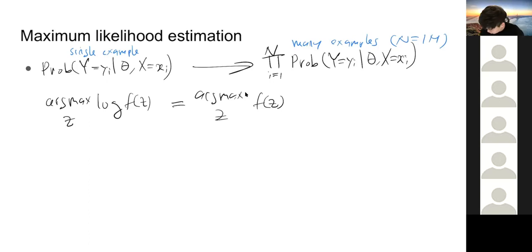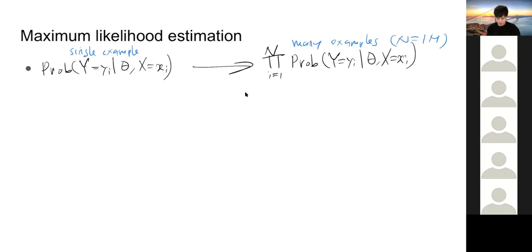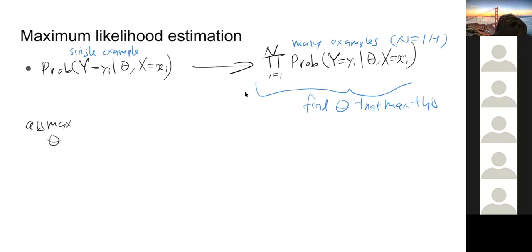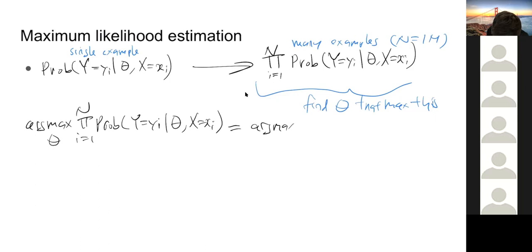So now, going back to what we wanted, we wanted to maximize this, right? Find theta that maximizes this. Which means this is equivalent to argmax over theta of multiplying all these probabilities. This will be equivalent to taking a log and then doing the argmax.